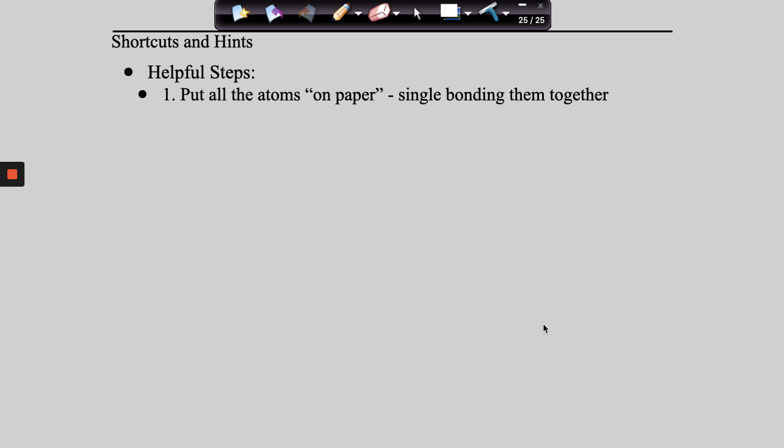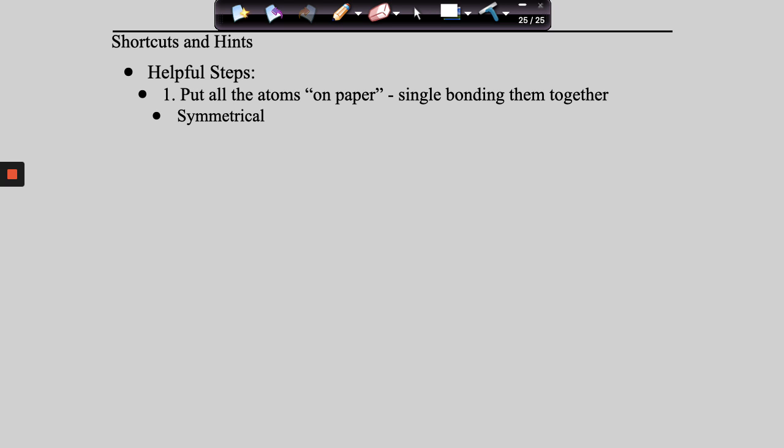Step number one, again, encouraging you to write these down. Step number one is this: put all the atoms on the paper and then single bond them all together. Once again, put all the atoms, quote, on the paper and single bond them together. So that's step one. So what about the helpful hints? Well, as you do this, the first thing that you need to keep in mind is you need to draw these symmetrically.